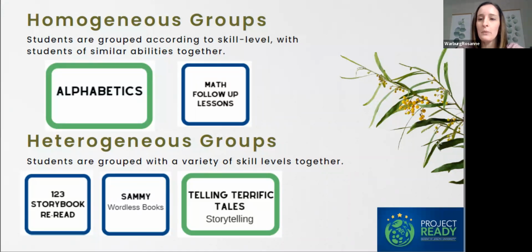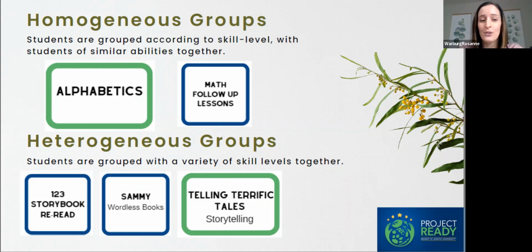So the two where we really want to focus on students' skill levels and putting them in groups with students of similar skill levels are alphabetics and the math follow-up lesson. So we really want to be targeting where our students are there by placing them in groups with students with similar needs and similar skill levels.